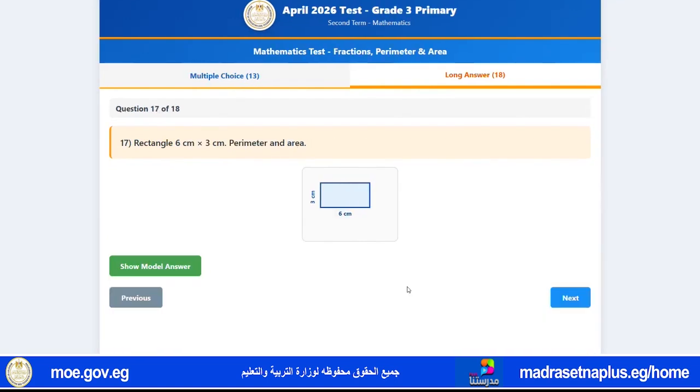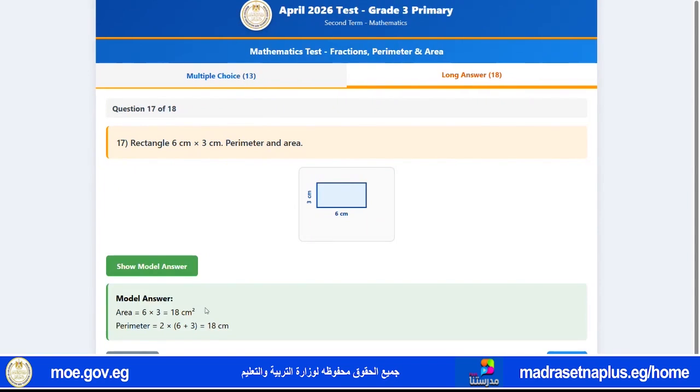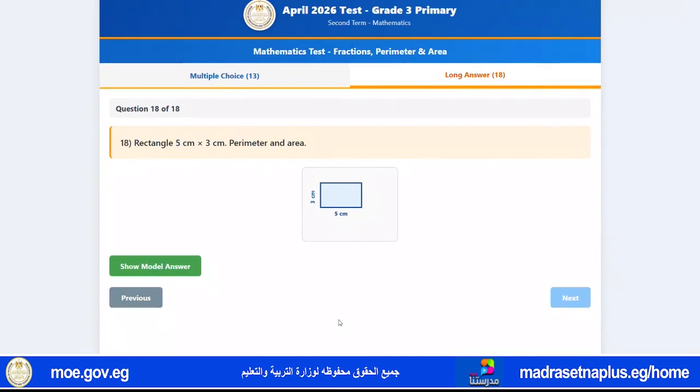This one, we got it many times. We have length and width. How to get perimeter and area? Yes, 2 times 6 and 3. For the area, 6 times 3. For the perimeter, 2 times 6 plus 3 equals 18. The last one looks like the previous. You can see we have many problems, but they have the same idea.